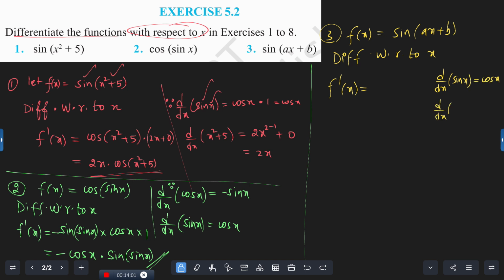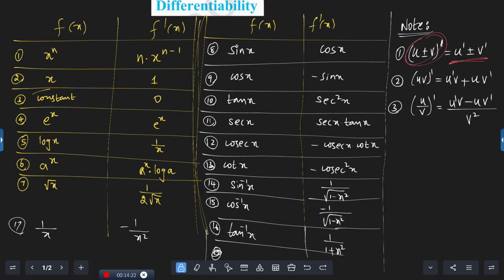Derivative of ax plus b. Here everybody should listen. The a is multiplying with the variable. Any constant multiplying with the variable never becomes 0. Generally what I gave on the previous page: constant derivative is 0, if it is in addition or subtraction.